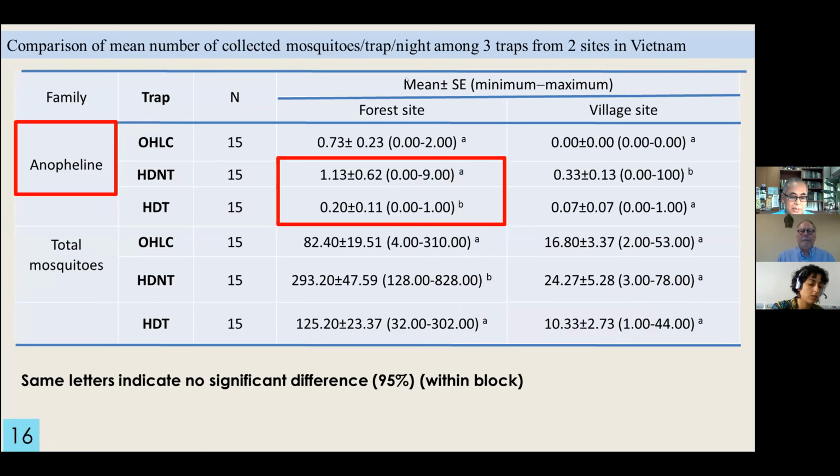This slide shows the comparison of mean number of collected mosquito per trap per night among the 3 trap devices from 2 sites in Vietnam. There were significant differences in mean number of Anopheles mosquito between human double-net trap and human decoy traps. But as you can see here, no significant difference between outdoor human landing collection compared to human double-net traps.